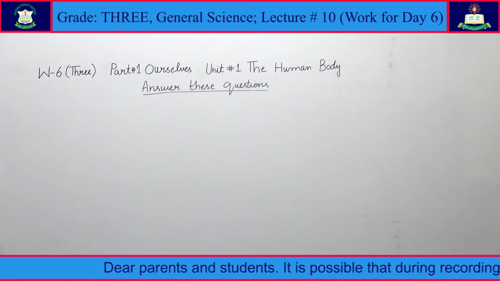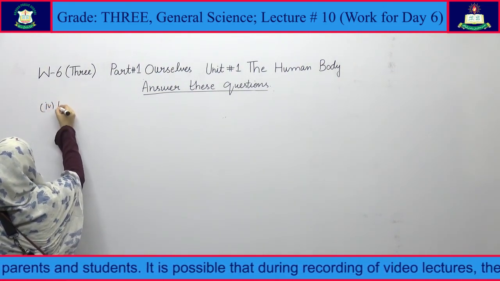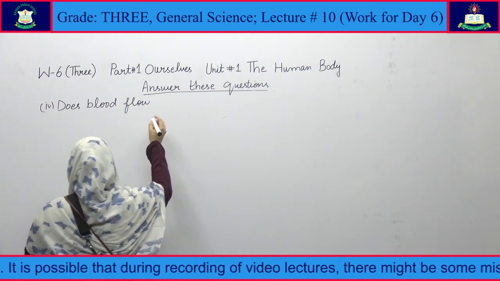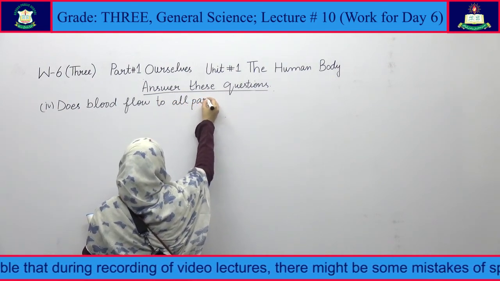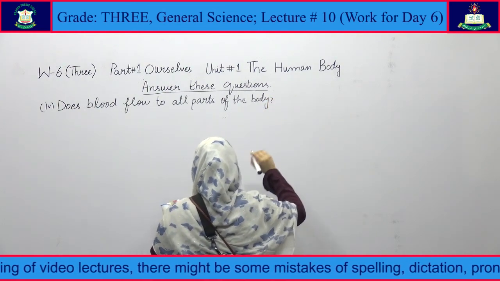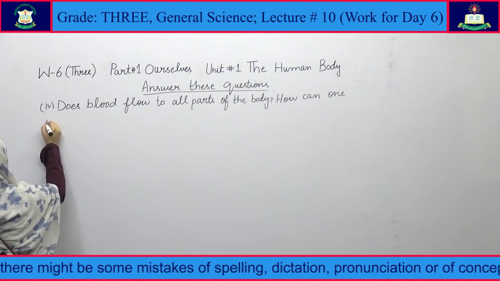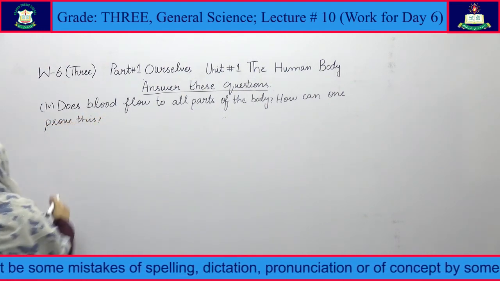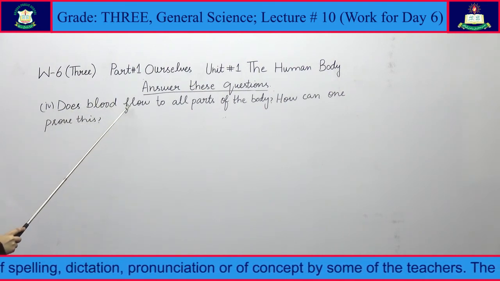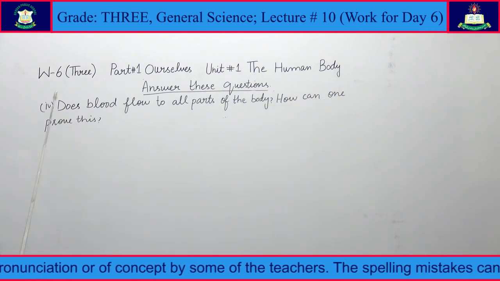Question number 4. Does blood flow to all parts of the body? Second part of this question is, how can one prove this? Question number 4 is, does blood flow to all parts of the body? How can one prove this?